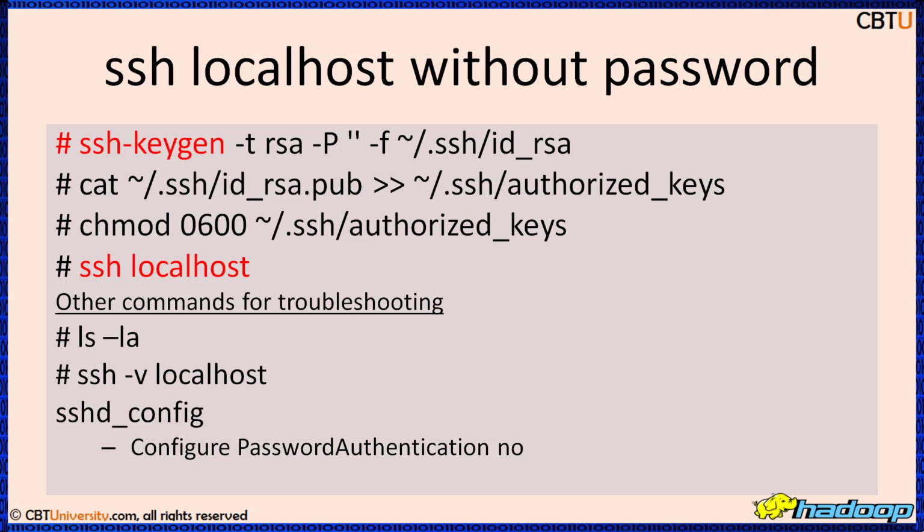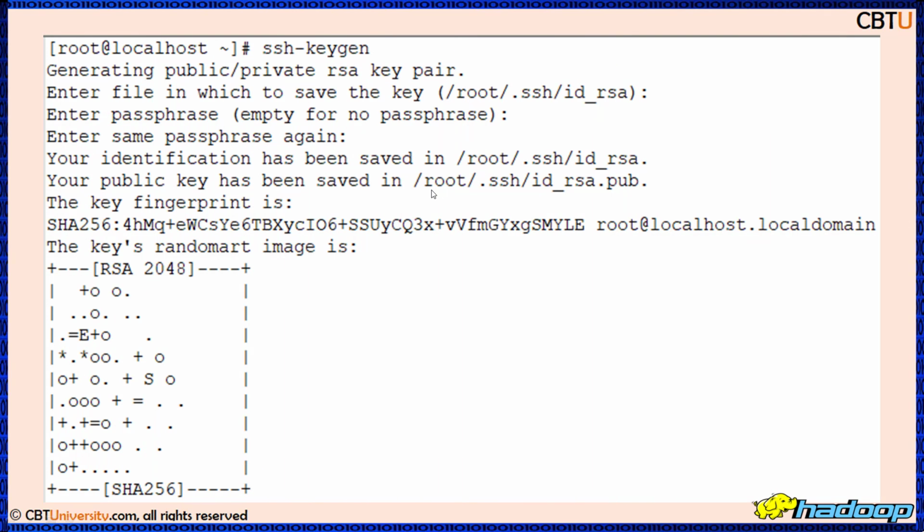These are some of the commands that are useful for troubleshooting. These are some of the screenshots from the demo that we have seen. We are generating a public private RSA key pair with ssh-keygen. By default, it saves to id_rsa and leave the blank for the passphrase.